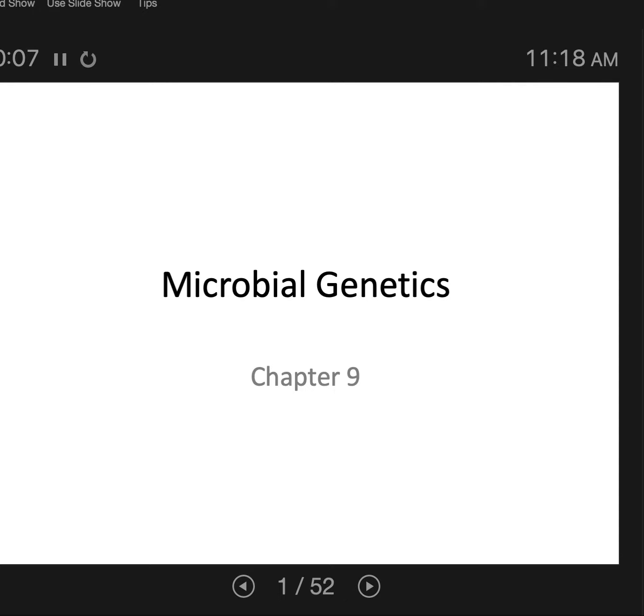The next two chapters are microbial genetics and viruses, and I'm lumping these together into one week because viruses are just a bit of genetic material, and so I think they fit really nicely in with microbial genetics, but in your textbook these are two separate chapters. So chapter 9, this is going to be mostly bacterial genetics.